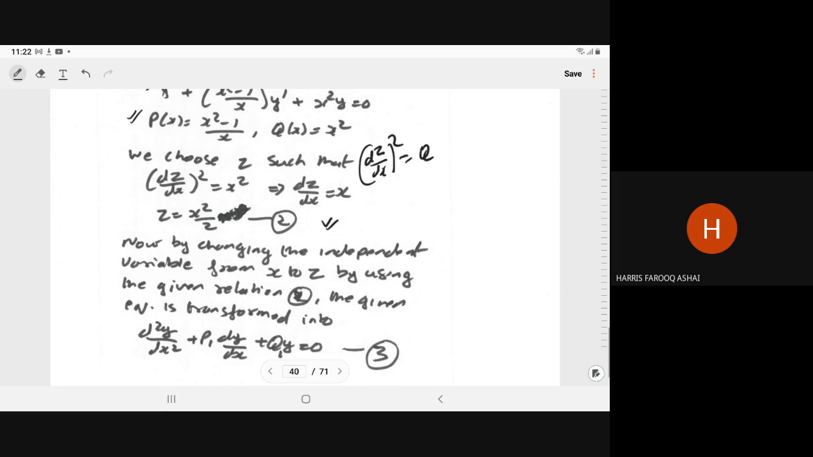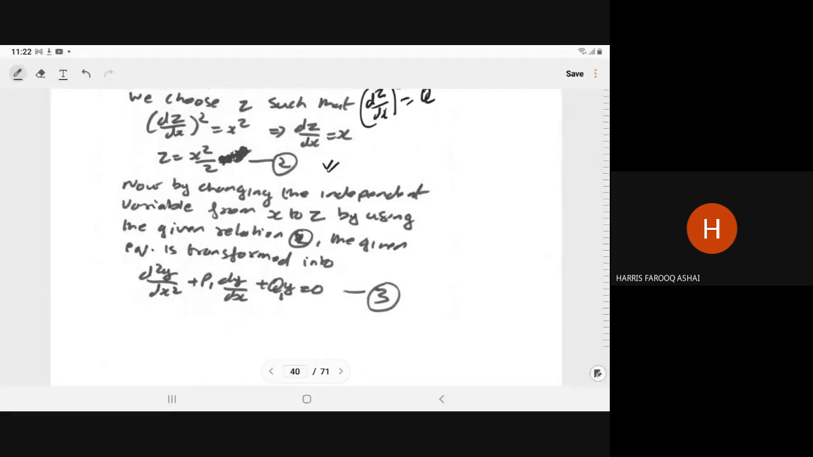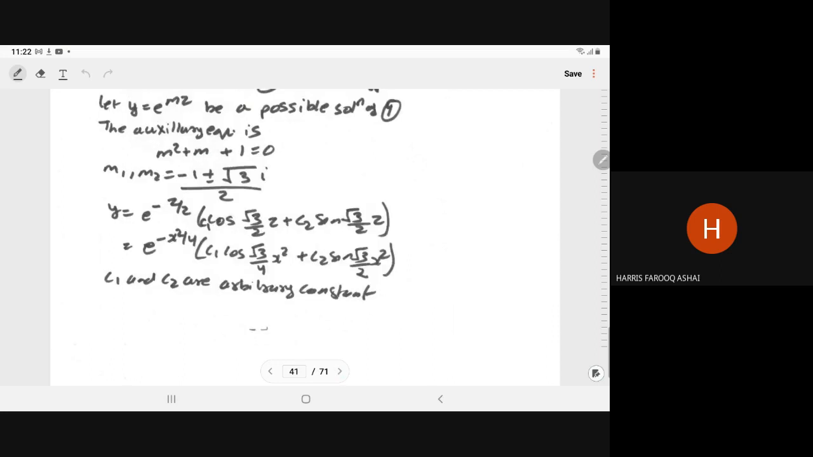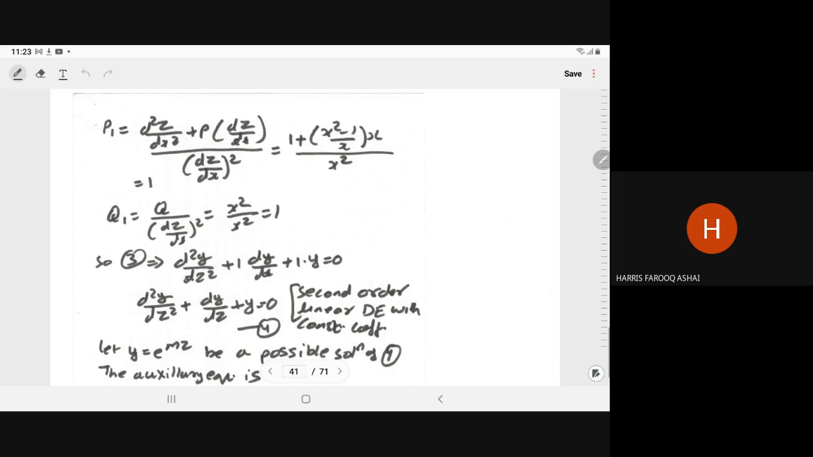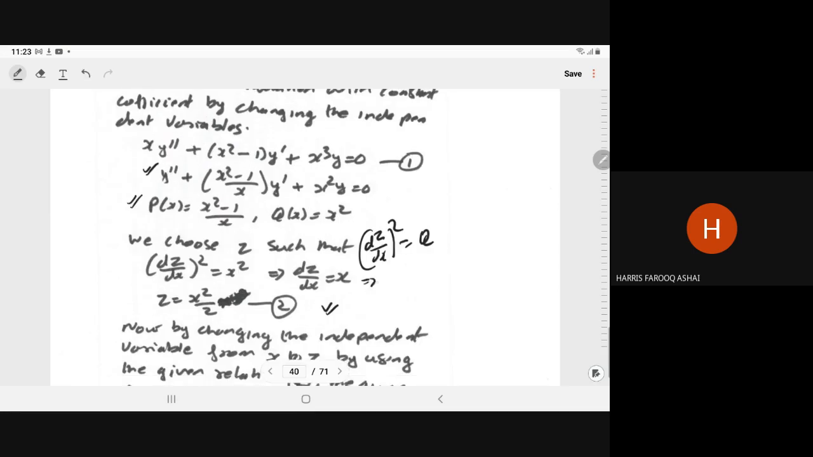Now, changing the independent variable from x to z by using the given relation 2, the given equation 1 is transformed into d2y upon dz2 plus p1 into dy by dz plus q1 into y is equal to 0, where p1 is (d2z upon dx2 plus p dz by dx) upon (dz by dx) whole square. Since dz by dx is equal to x, this implies d2z upon dx2 is equal to 1.